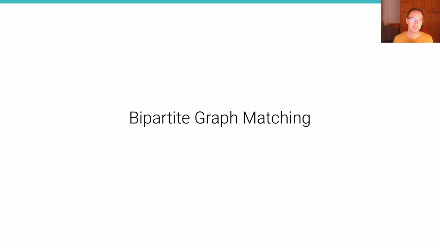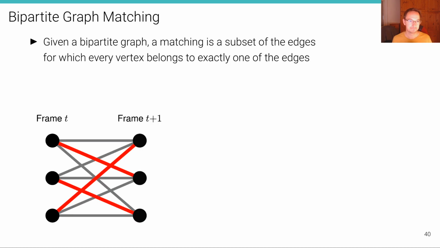So how can we go beyond that? And the answer to this is bipartite graph matching. We're effectively exploiting tools from the graph theory community in order to help us here. Given a bipartite graph as illustrated here, a matching is a subset of the edges for which every vertex belongs to exactly one of the edges. Now let's first digest this sentence.